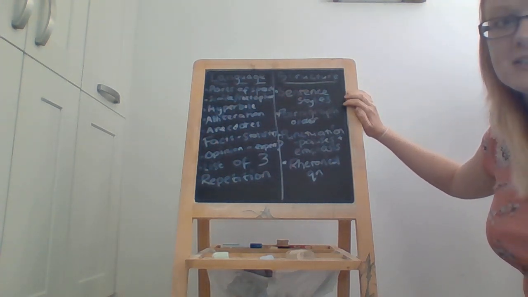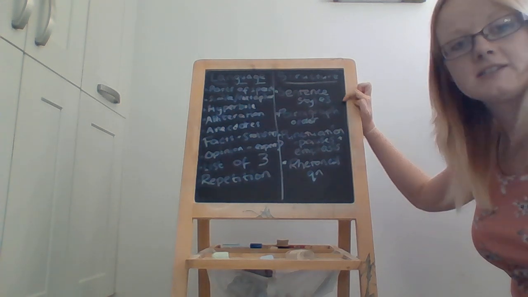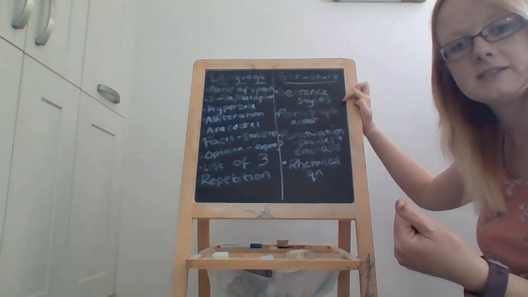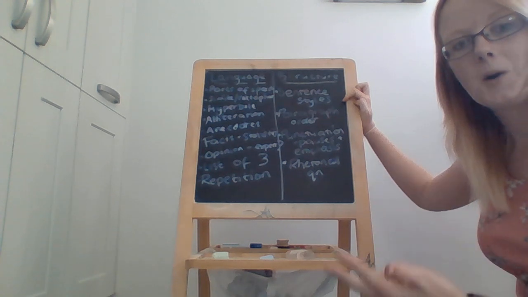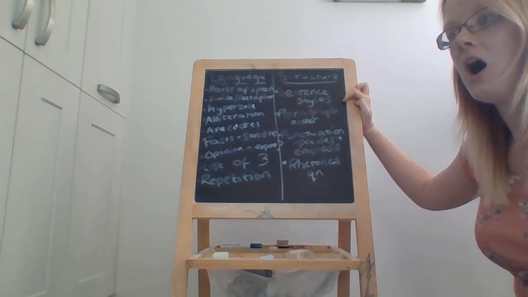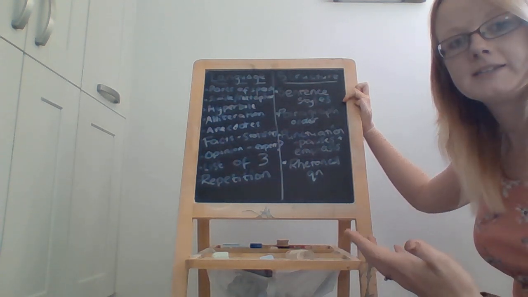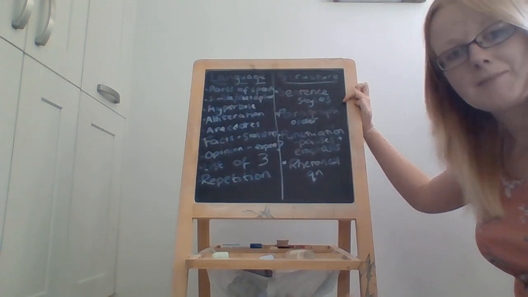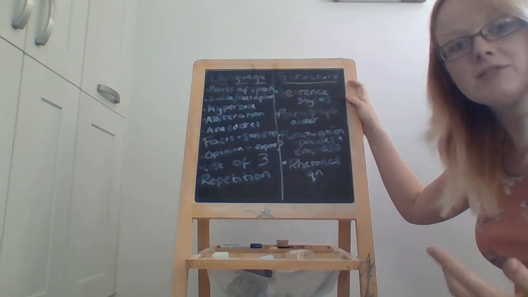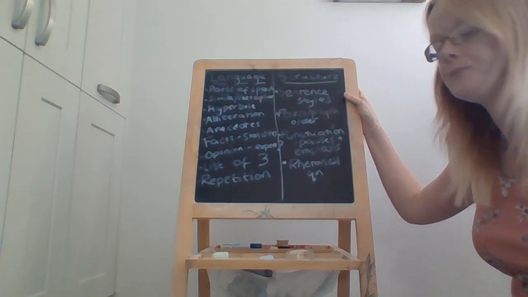So structural things that you might pick out. What kind of sentences are there? Are there simple sentences, compound sentences, complex sentences? Are there minor sentences, exclamatory sentences? Have a look, find out what they mean and define them.